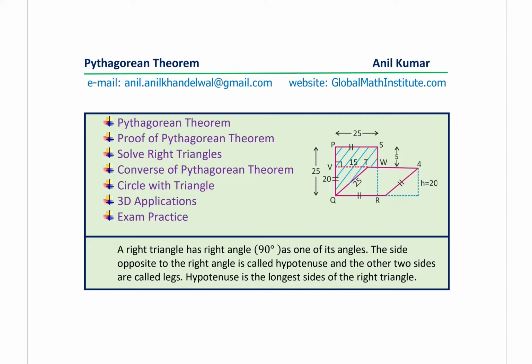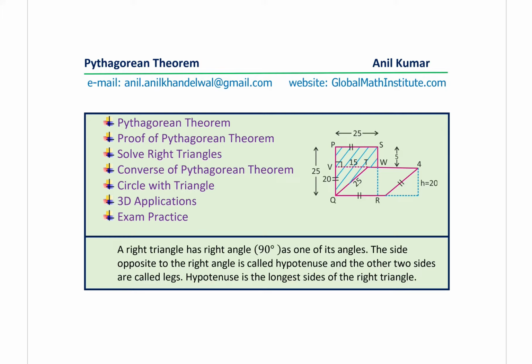We'll begin with understanding what the Pythagorean theorem is. We'll take a proof of the Pythagorean theorem, solve a few triangles, and then understand that the converse is also true. That is, if the sides are related as a² + b² = c², then it will form a right triangle. We'll take up examples based on circle with triangle, 3D applications, and then examination style practice.